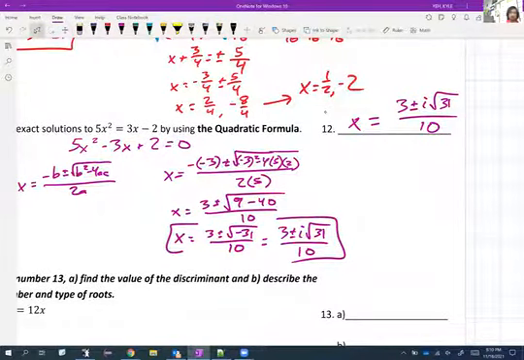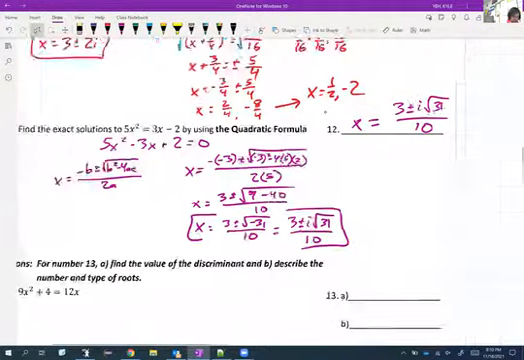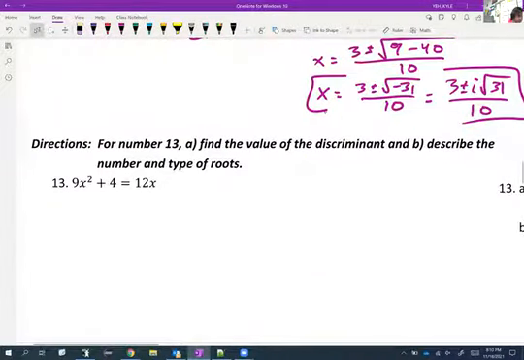13 is also quadratic formula based. A, find the value of the discriminant. B, describe the number and types of roots. So I'm going to get everything on the same side, and I'm going to write them in my descending order, A's, B's, and C's. 9x squared minus 12x plus 4 equals 0.